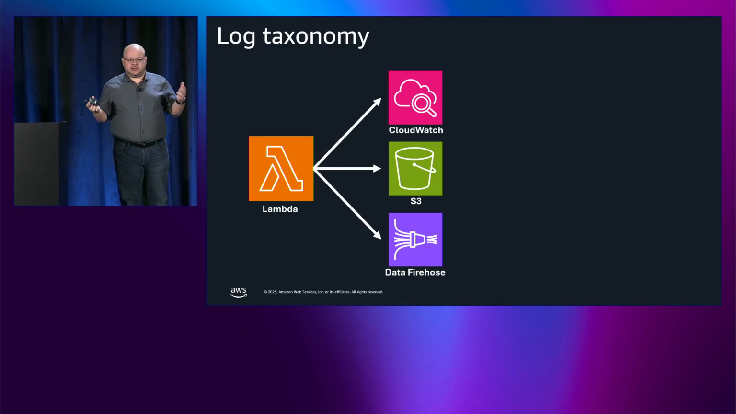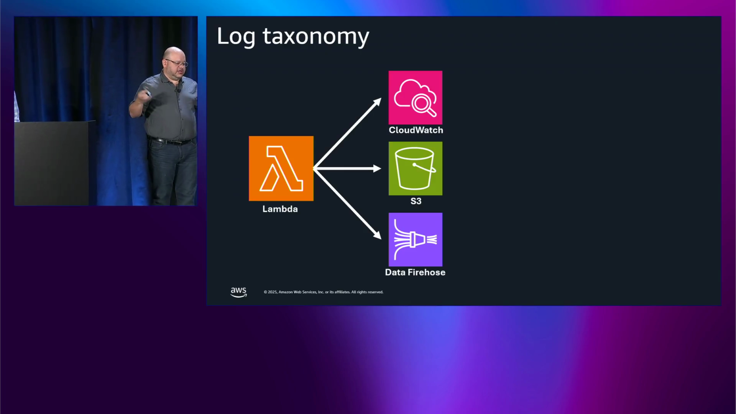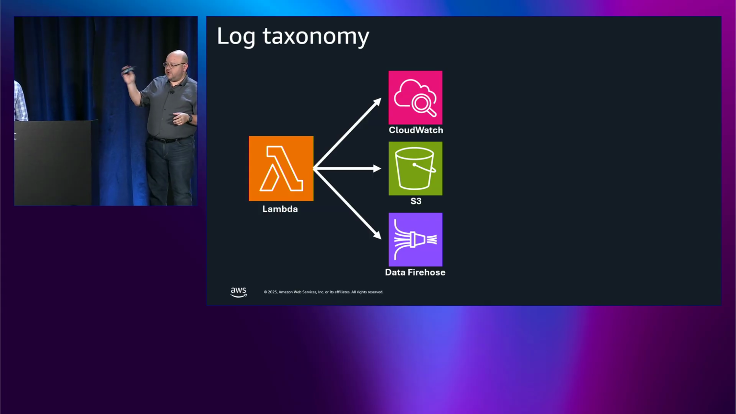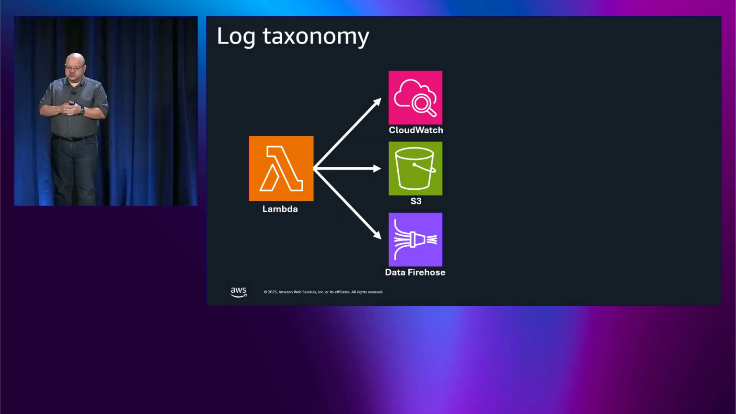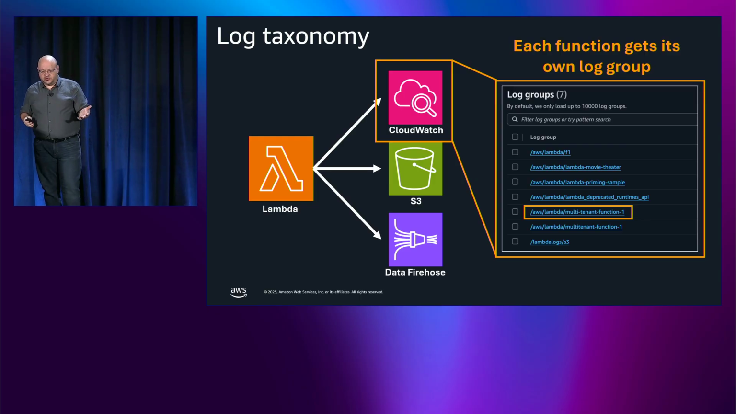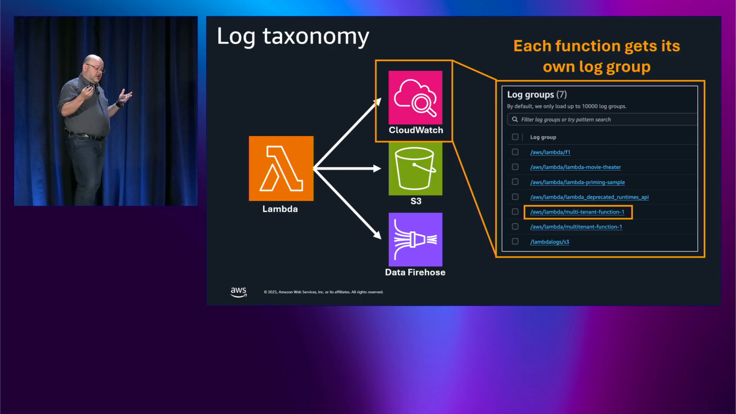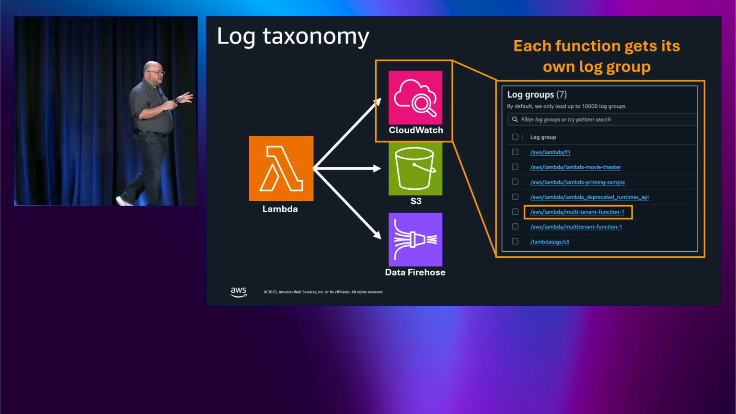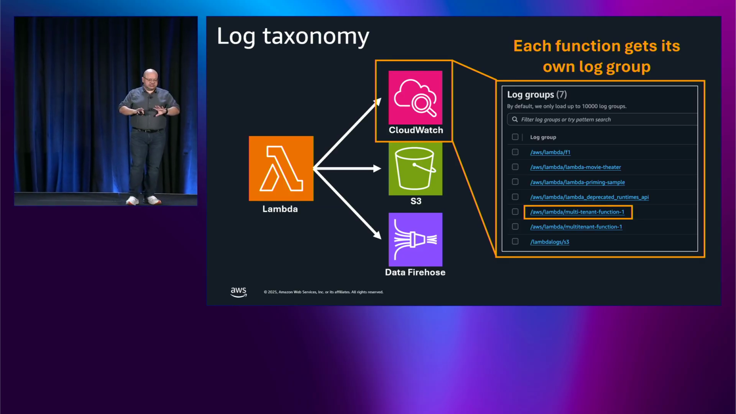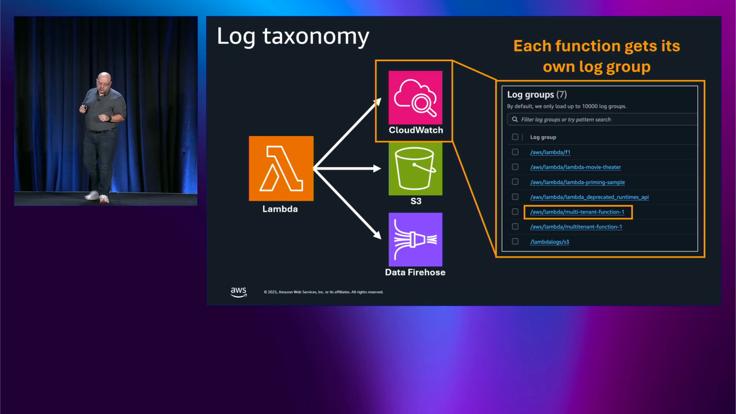So you probably know that Lambda can automatically emit logs to either CloudWatch, S3, or Firehose, right? By default, it's CloudWatch. It's probably one of the most common ones. So we'll be talking about CloudWatch today, okay? By default, each function gets its own log group. This is how it worked for years, right? This is not new, okay? Each function will get a dedicated log group.